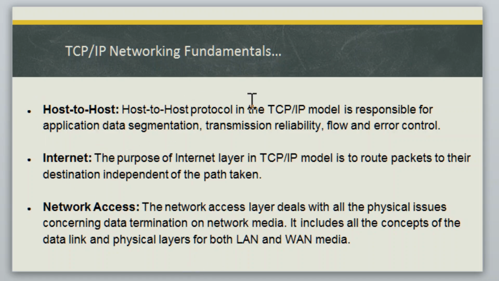Host-to-host. Host-to-host protocol in the TCP IP model is responsible for application data segmentation, transmission reliability, flow, and error control. The internet layer. The purpose of the internet layer in TCP IP model is to route packets to their destination independent of the path taken. And then we have our network access layer. The network access layer deals with all physical issues concerning data termination on network media. It includes all the concepts of data link and physical layers for both LAN and WAN media. Okay, and LAN stands for local area network, and WAN stands for wide area network.